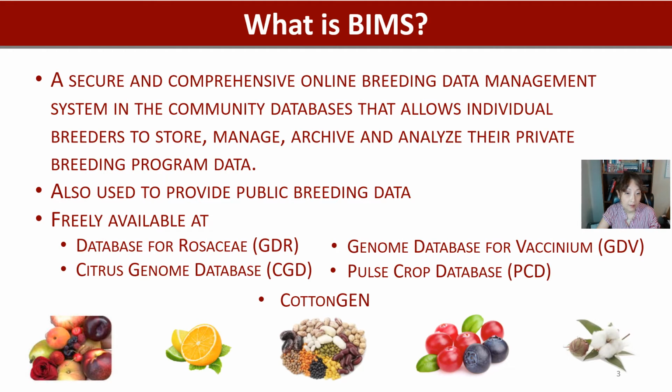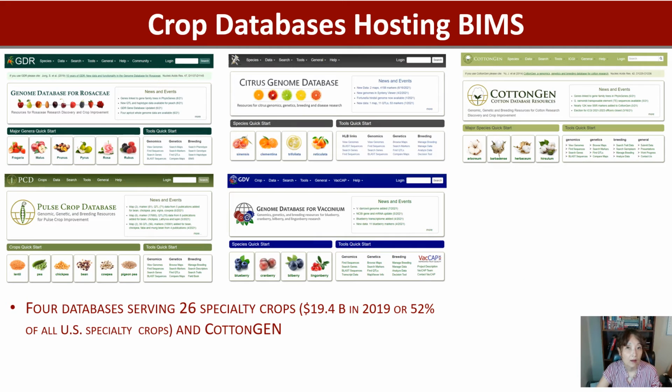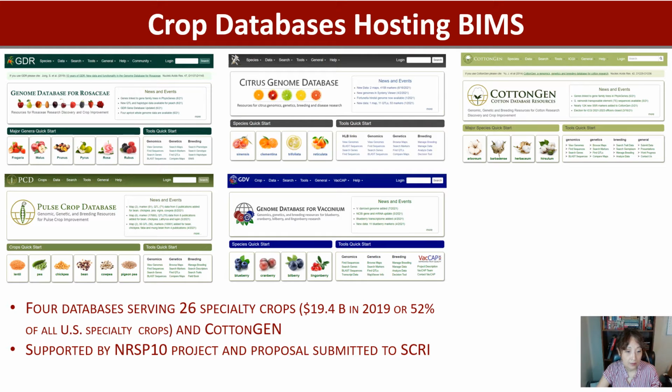It's freely available at Genome Database for Rosaceae, Genome Database for Vaccinium, Citrus Genome Database, Pulse Crop Database, and CottonGen. So these are the crop databases hosting BIMS that I just mentioned. The 4 databases serve 26 specialty crops, plus CottonGen. The BIMS project is supported by the NRSP10 project, and another proposal has been submitted to SCRI.